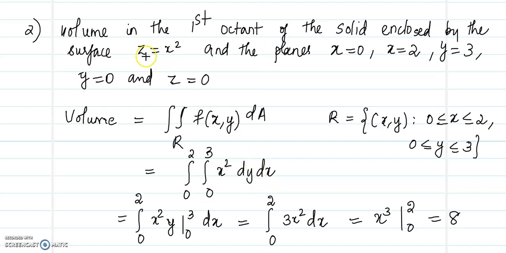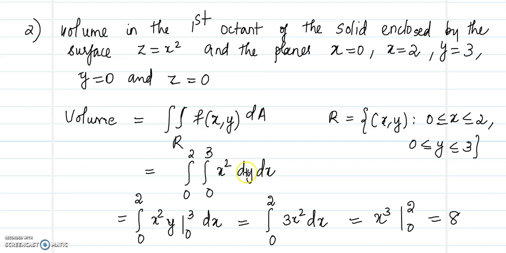So the surface will be z equal to x square. So replace f of x, y by x square in the formula for volume. And here I am choosing the order dy dx. You can take it to be dx dy also. So if I take dy dx, I have to give the limits of y here, which is from 0 to 3, and this will be the limits for x, which is from 0 to 2.